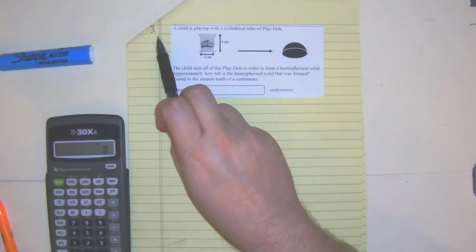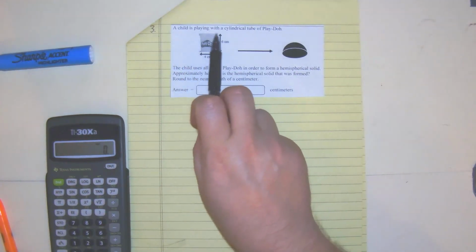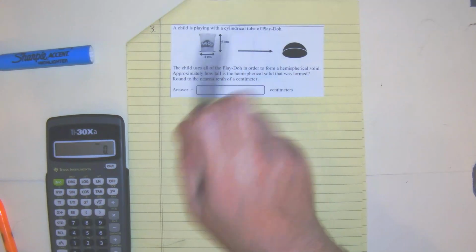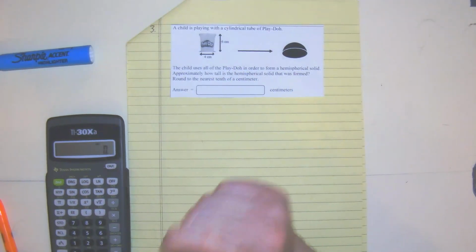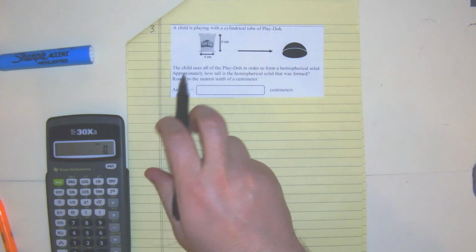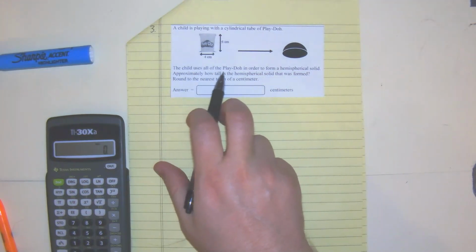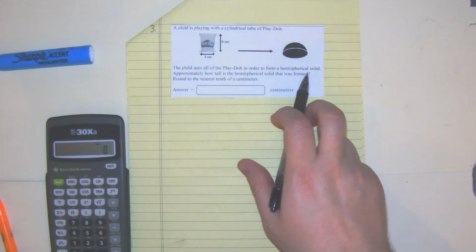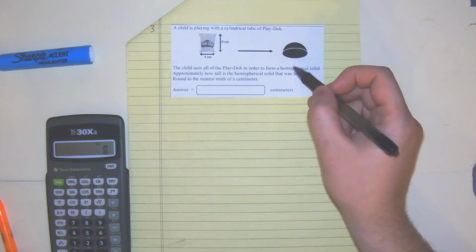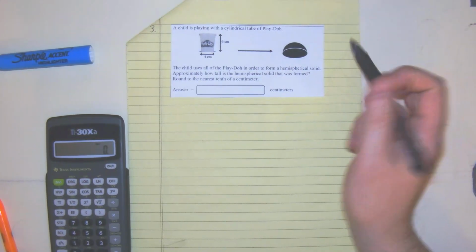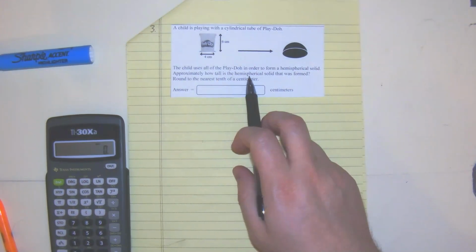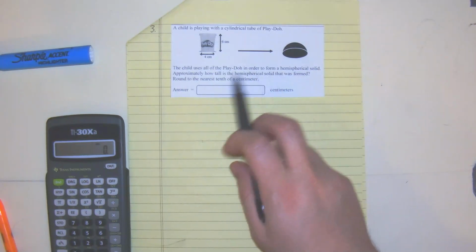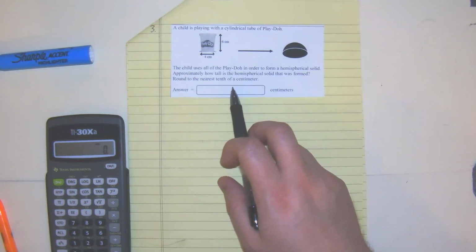We're looking at number 3, and number 3 says the child's playing with a cylindrical tube of Play-Doh. So that just means a cylinder. The child uses all of the Play-Doh in order to form a hemisphere solid. That just means half a sphere. Approximately how tall is the hemisphere solid that was formed? Round to the nearest tenth of a centimeter.